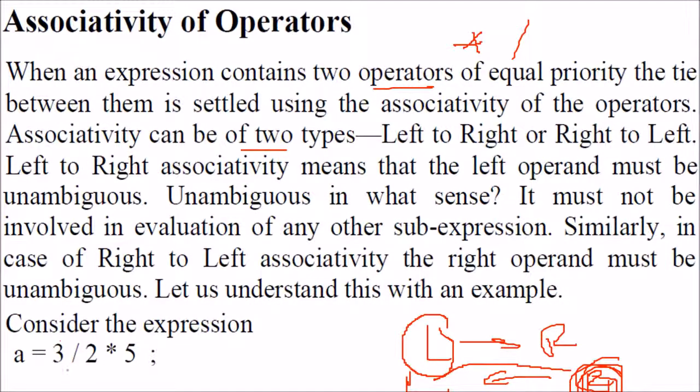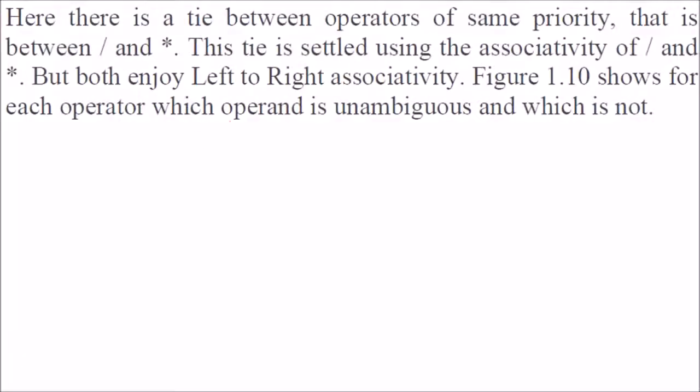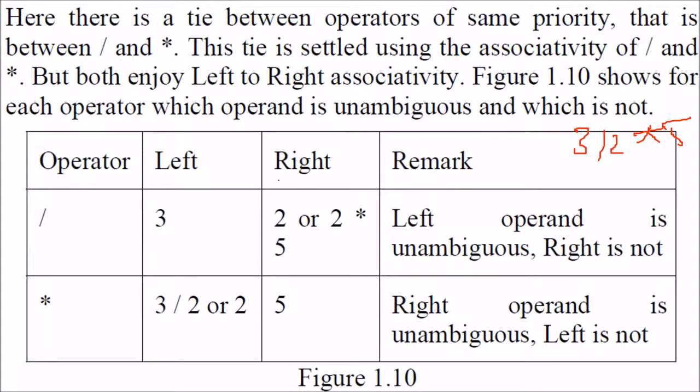I'll show you an example. 3 by 2 star 5. Just take this 3 by 2 star 5. If we take this division, the left is 3, it is unambiguous, it is a proper number. But on the right, we don't know whether it is 2 or whether it is 2 star 5. So the left is clean, the right is not.